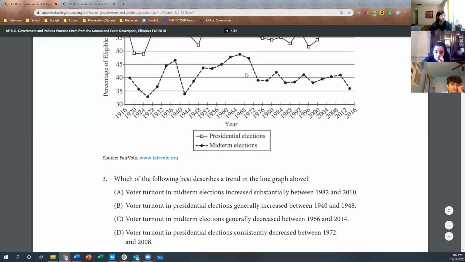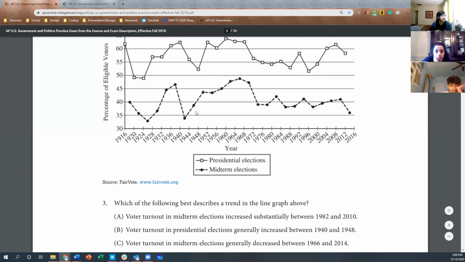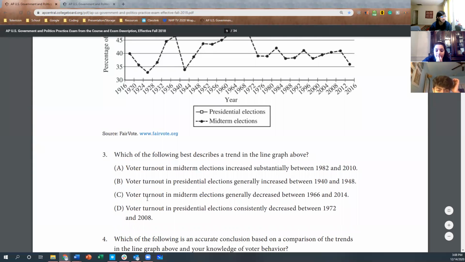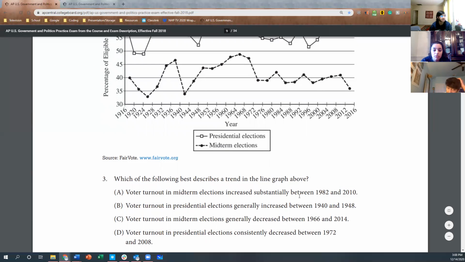Not really. It decreases, so we can take that one off. Voter turnout in presidential elections generally increased between 1940 and 48. It decreased, right, in presidential elections, so that's not true. It generally decreased in midterm elections from 1966 to 2014. Yeah, I think we did this question in a do now. I think that's C then, right? Yeah, it wouldn't be D.